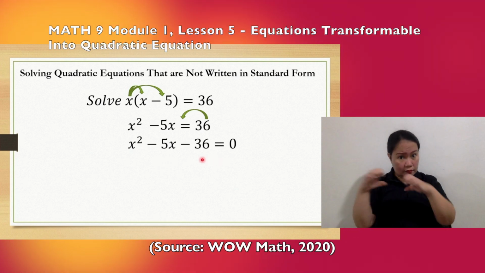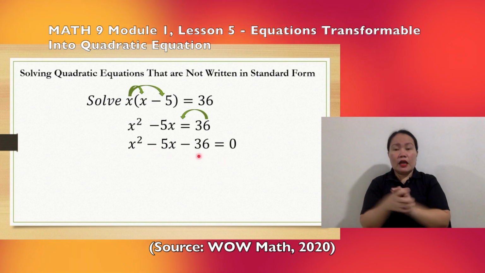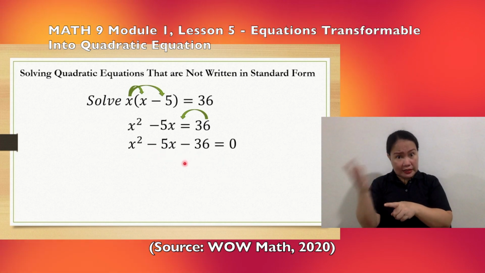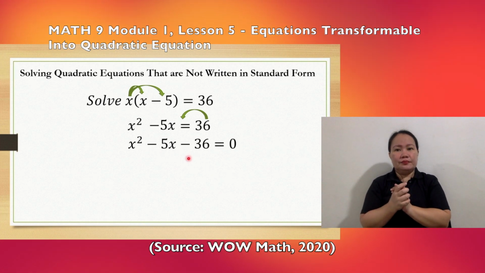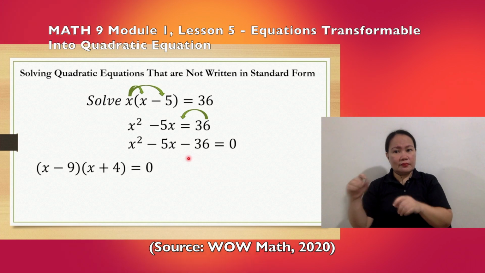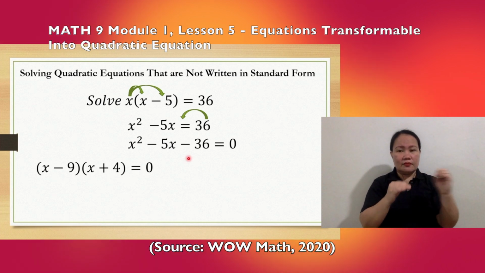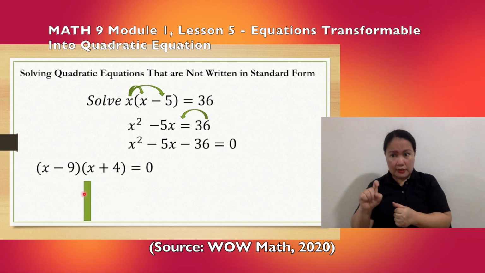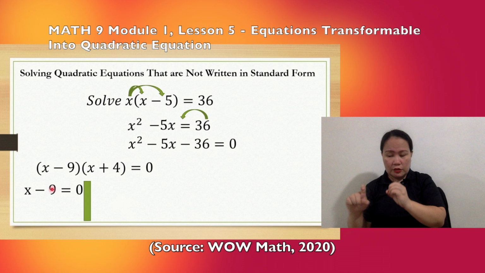So, marami tayong way para ma-solve yung quadratic equation. Pero this equation is factorable. So, we solve this quadratic equation by using factoring. So, the factor of this equation is x minus 9 times x plus 4 is equal to 0. So, solve for x. For x minus 9 is equal to 0, so the value of x is positive 9.